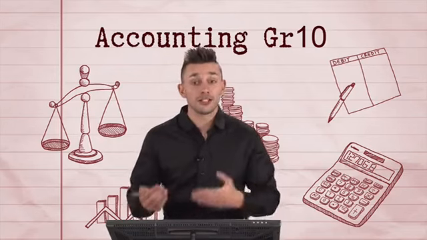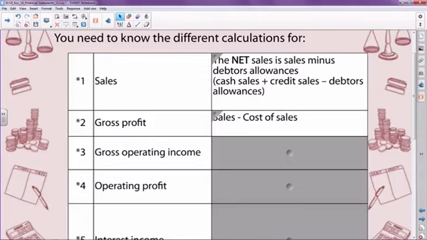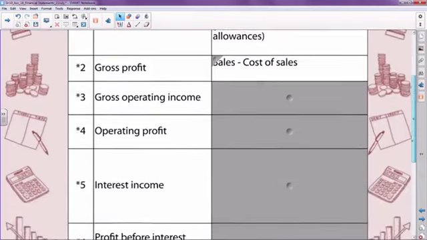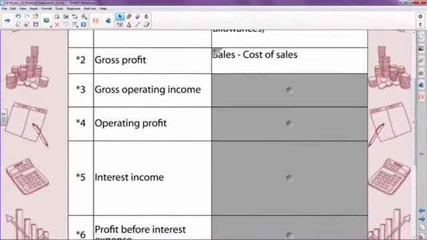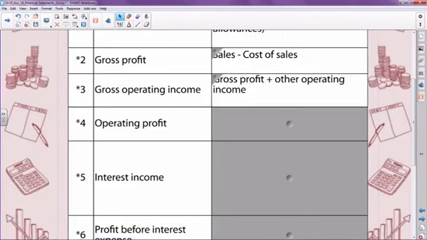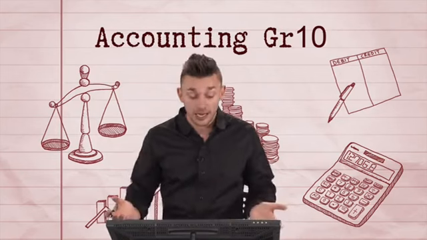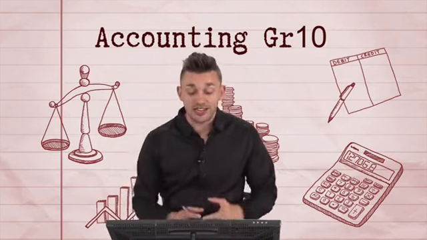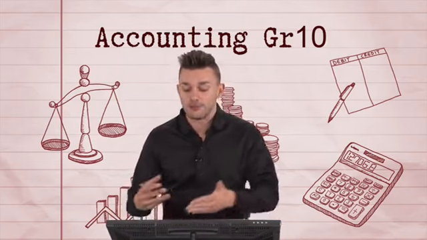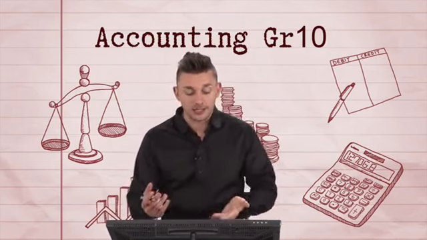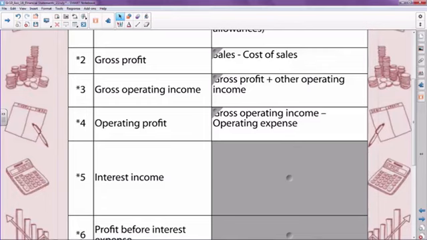So guys, gross profit, easy. You take your sales minus your cost of sales. Very easy. Now, in my class, we normally share the workload. Let's look at gross operating income. How do I do gross operating income? I need to take my gross profits and I take all my other operating income and I add the two to get your gross operating income. Now, how do I get the operating profit? I just take the gross operating income minus your operating expenses, and then you get your operating profit.